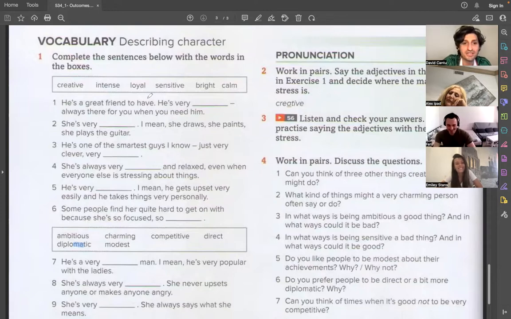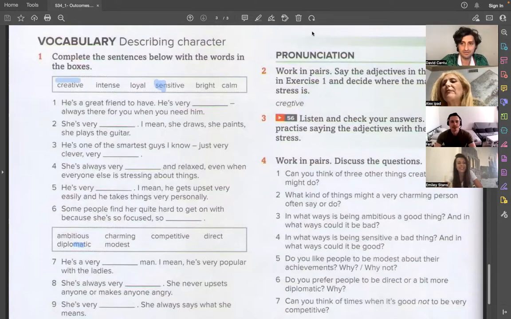For example, this one, where is the stress? Sensitive, the first syllable. Yes, right. Okay, Ada, can you do this one? Creative. Where's the stress? Creative. The first E? Is it creative or creative? I'm very creative. In the second syllable. Creative. Okay, good.